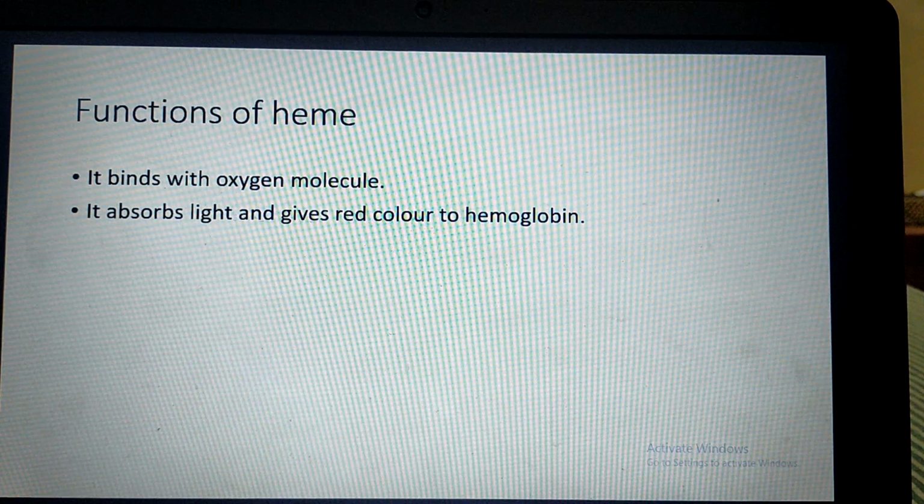Functions of heme. I am not talking about hemoglobin, I am talking only about heme. It binds with oxygen molecule for transport, and I have just told you that ferrous form of iron binds with the oxygen molecule and transports the oxygen molecule from lungs to other parts of the body. Secondly, heme absorbs light and gives red color to the hemoglobin. I have already told you that porphyrins have a tendency to absorb light. So in heme, the protoporphyrin 3 ring structure is present, so it absorbs light and gives red color to the heme, or red color to the hemoglobin in our body.